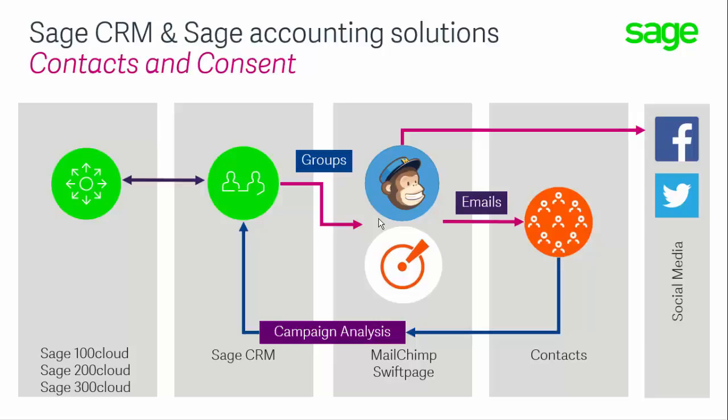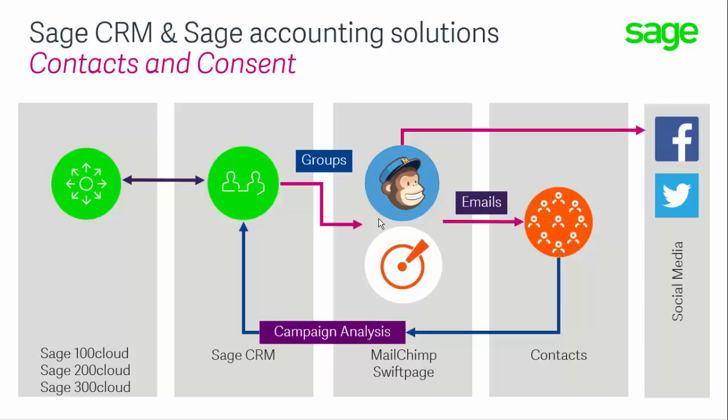And you also need to understand where data has been passed through to external systems like MailChimp and SwiftPage, to be able to see a flag to indicate that a particular company or contact has been synchronized with the external system.